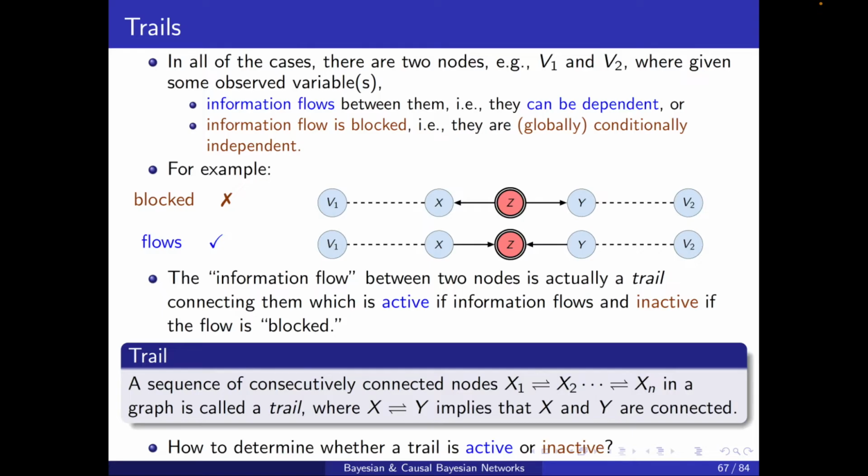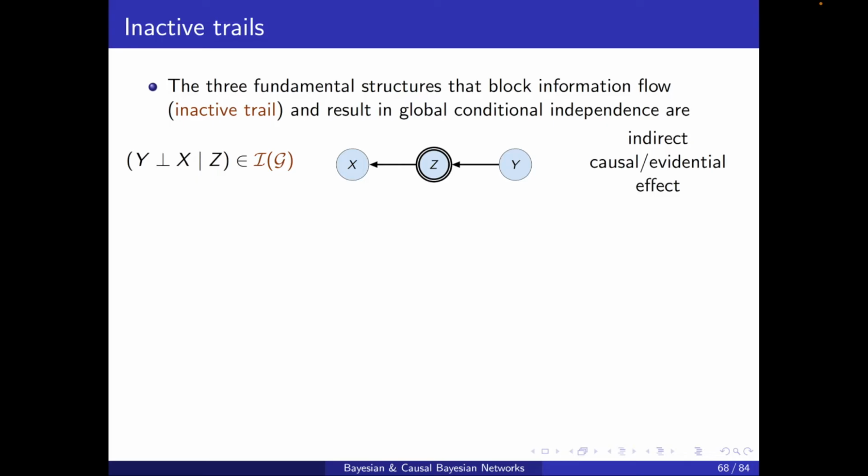Now the question is, how can we determine whether a trail is active or inactive? We have seen three fundamental structures that block information flow, meaning that it's an inactive trail, and they result in global conditional independence. One of them was this: when we have y going to z going to x and z was observed. I'm no longer making them red following the convention. The red was just to emphasize. So in this case, we say that yes, y and x are independent conditioned on z, and this belongs to the global conditional independencies. This is known as indirect causal or evidential effect.